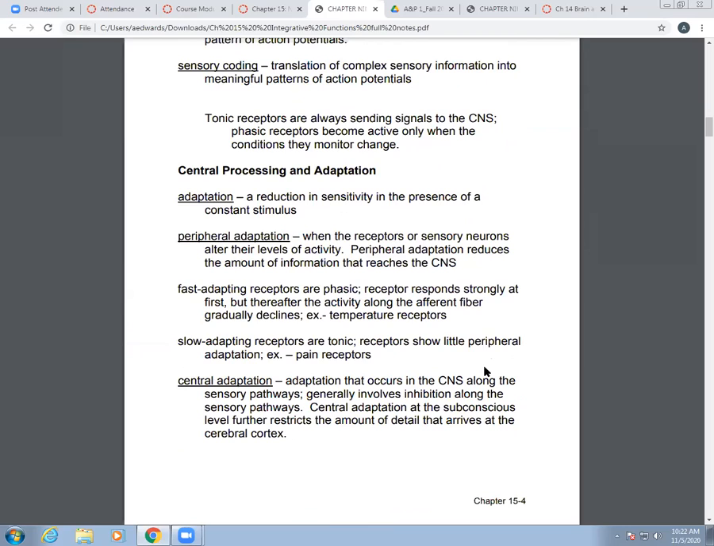Now, what we have, we call tonic receptors, and they're always in a state of sending signals to your brain and your spinal cord. Okay, you also have phasic receptors, and they're only active in certain phases, right? And they become active only when the conditions they're monitoring change.